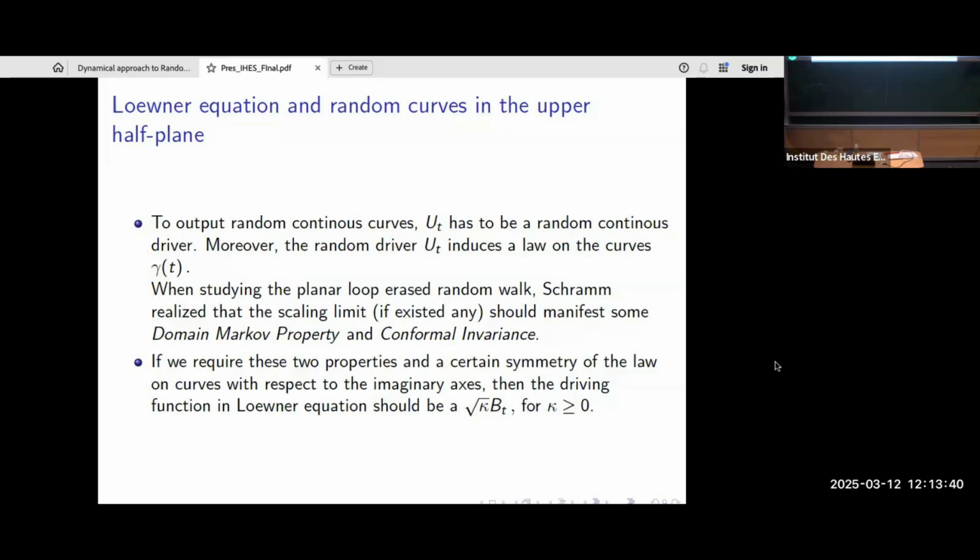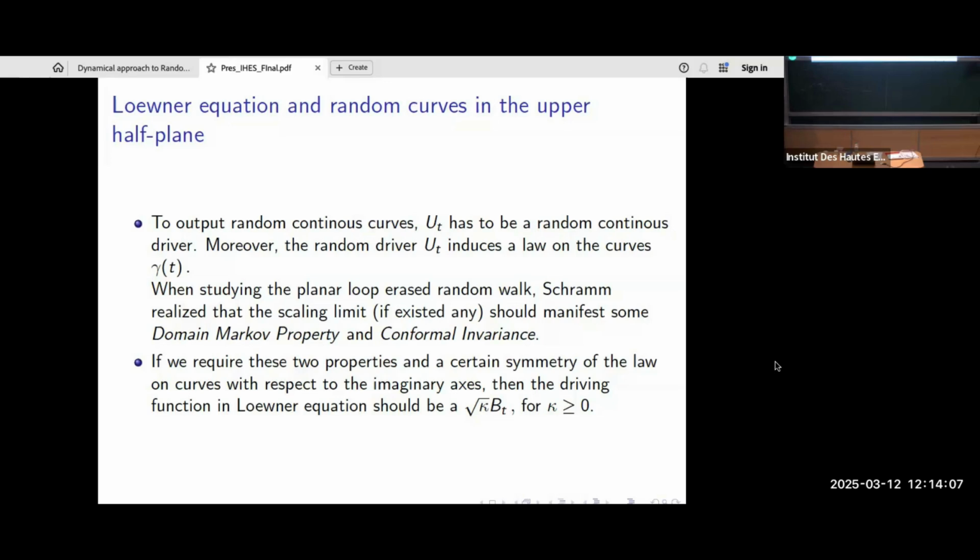What do I mean by this? If I have the upper half plane and I see a bit of the loop erased random walk, let's say I just run the object up to some time, the remaining part from that time onwards is still a loop erased random walk, but in the new domain, that is the previous domain from which I remove this first part of the curve. So it's in some sense a Markovianity of the geometry of this.